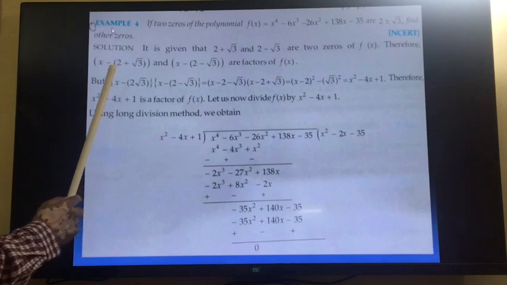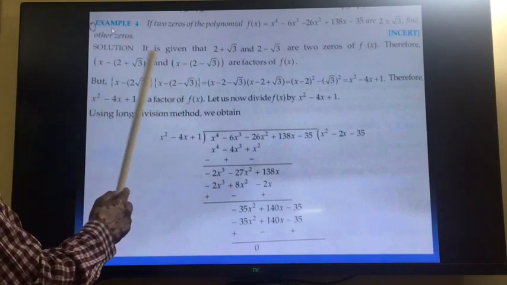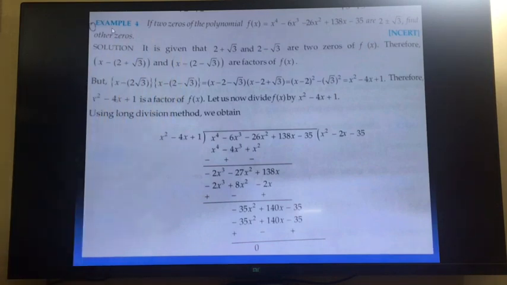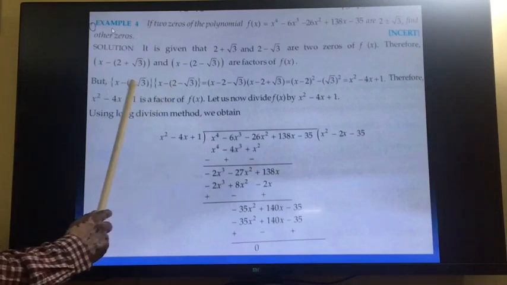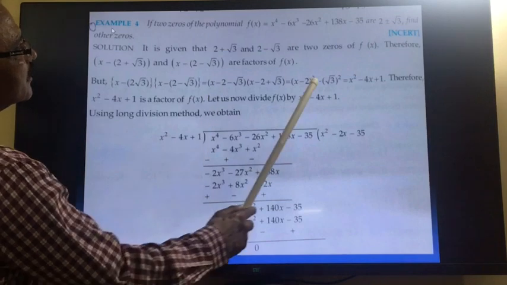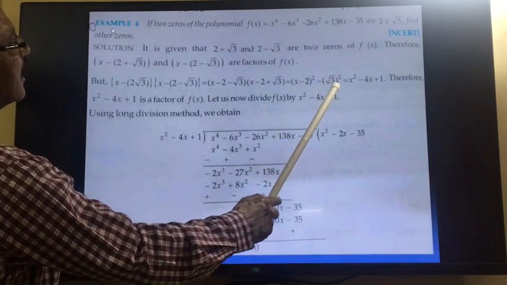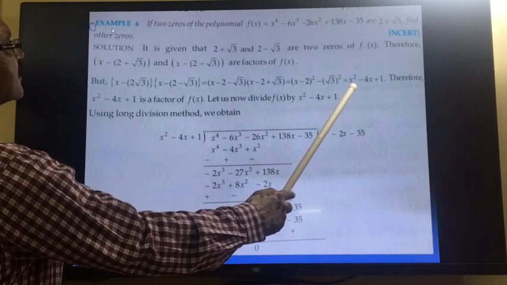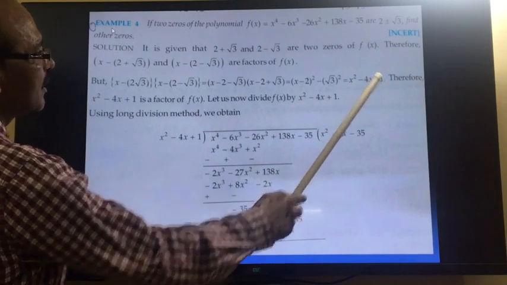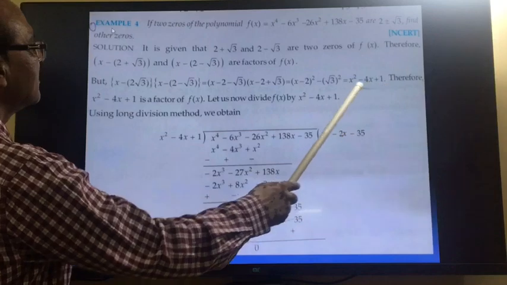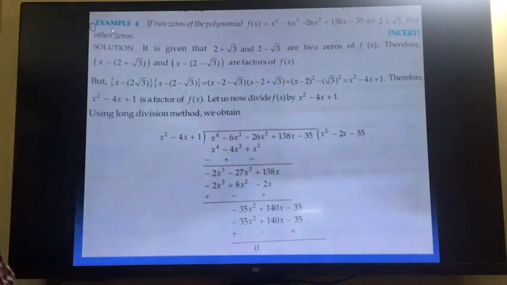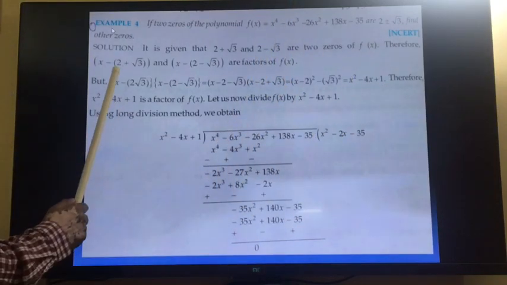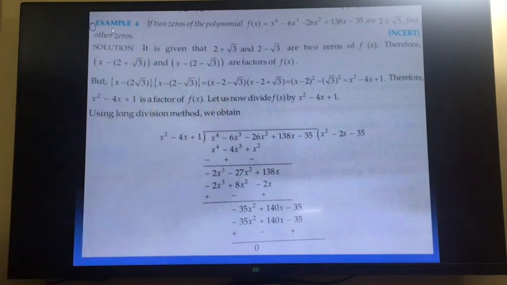So if this is a factor and this is a factor, then the product of these two factors will also be a factor of the dividend. So here if you multiply these two factors, you will get x minus 2 whole square minus root 3 whole square, and after simplification you will get x square minus 4x plus 1. So this will be a factor of this given f(x), right? Because if these are the factors, the product of the factors will also be a factor. So this is the method we are using.